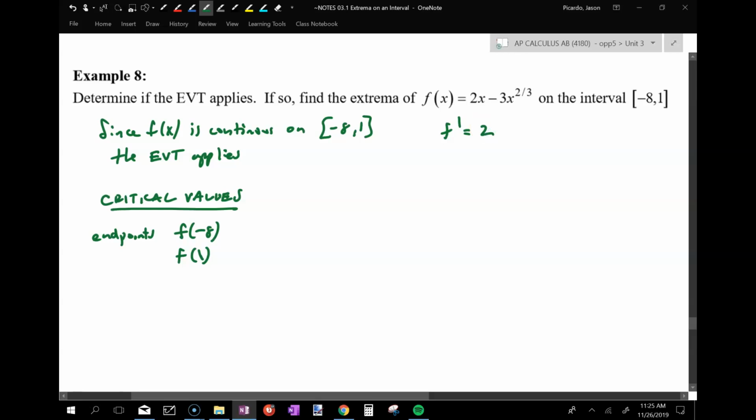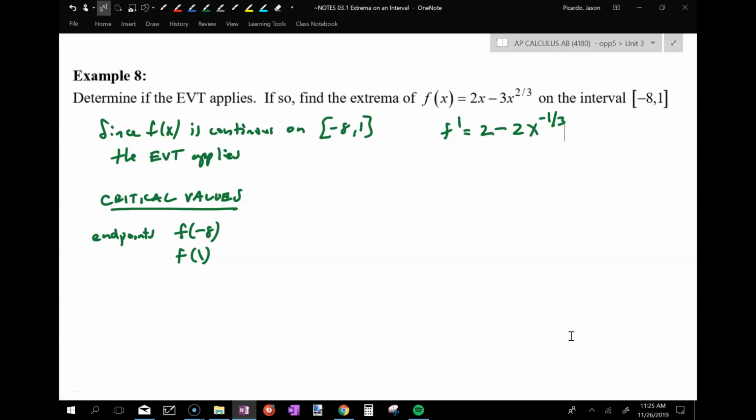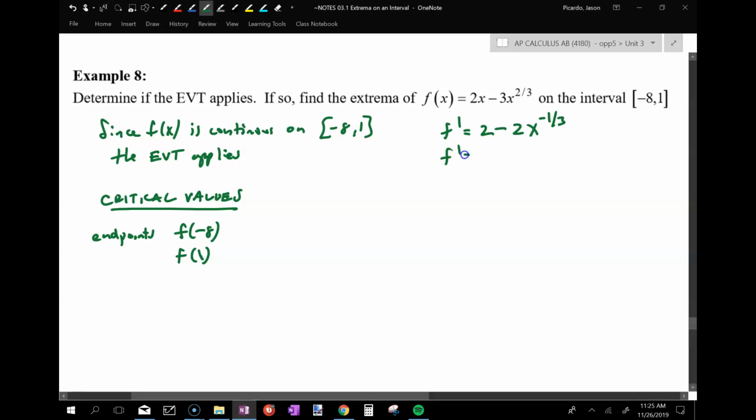Derivative is 2 minus 2x to the negative 1/3. Because what do I do here? What's 3 times 2/3? 6/3, which is 2. And then 2/3 minus 1 is negative 1/3. Can I make that look a little prettier? Yeah, I'm going to rewrite it like this.